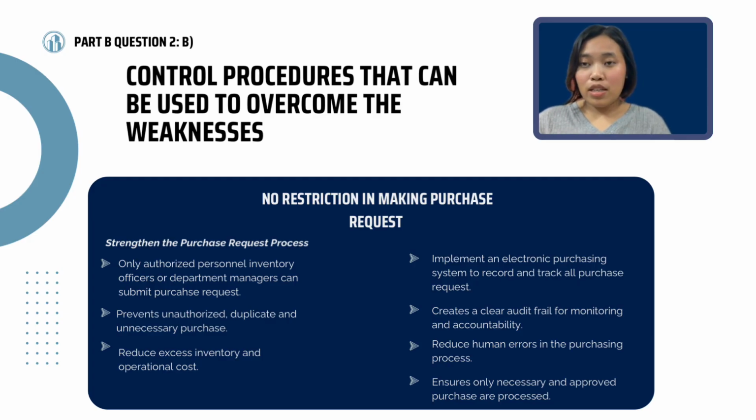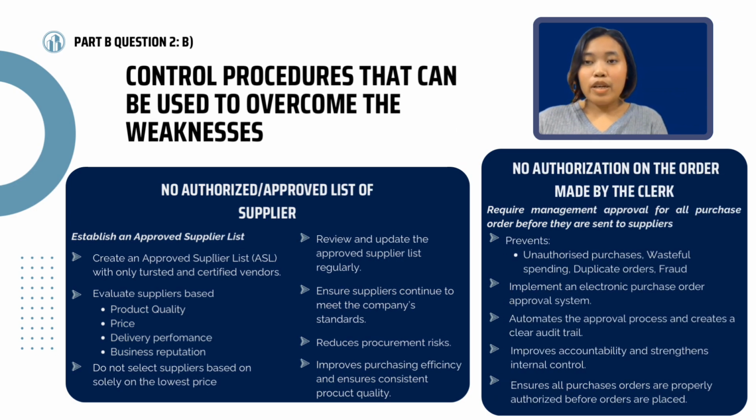By implementing this control, the company can improve accountability, reduce human error, and ensure that only valid and properly approved purchase requests are processed. As a result, the procurement process becomes more efficient while reducing the risk of fraud, unnecessary spending, and inventory wastage. Our second recommendation is for Sedat Creek Syndrome Berhad to establish an approved supplier list that includes only trusted and qualified vendors.